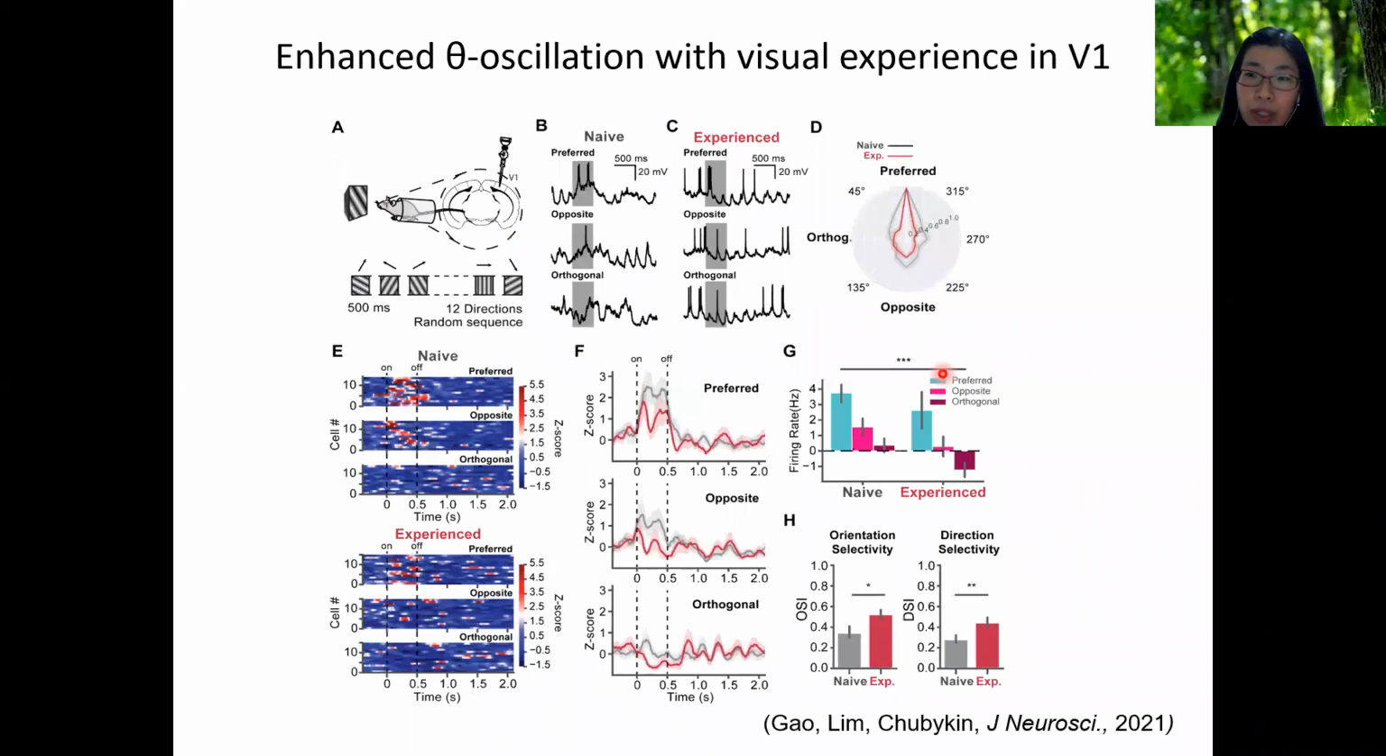So in both the extracellular and the intracellular recording, the oscillation was increased. They found the oscillation was increased across all different directions, the preferred, opposite or orthogonal direction. And also, as in the response to the familiar object in the IT cortex, such an increase in the oscillation accompanies the overall reduction of the fire rates, which is shown here. Okay? So there is a reduction of the fire rate across the different directions, and also enhanced stimulus selectivity, both for the orientation selectivity and the direction selectivity.